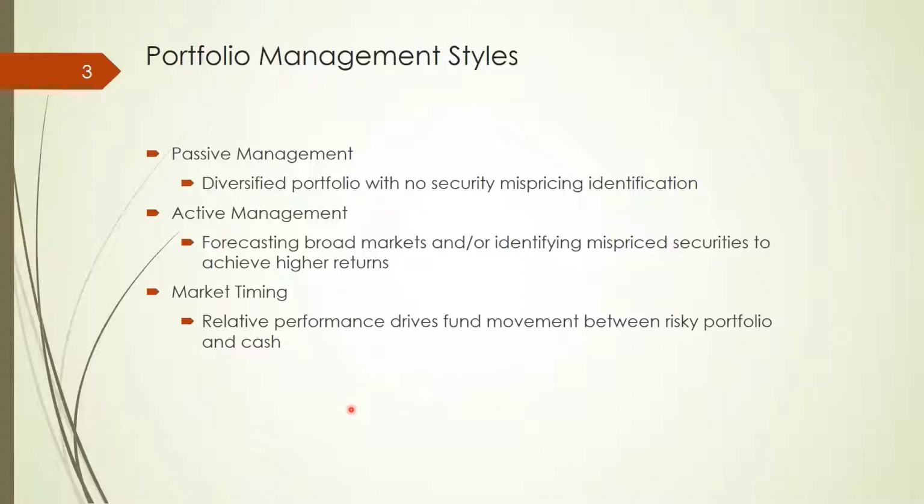The third one involves market timing, which refers to the strategic allocation between risky portfolios and cash, or across different asset classes, in order to achieve better fund performance. The performance measures we introduce in this lecture will be applicable for actively managed portfolios.